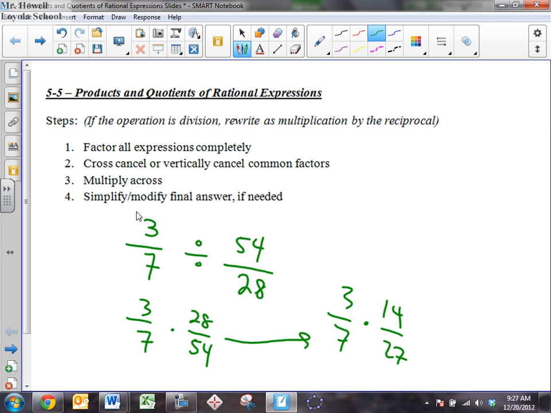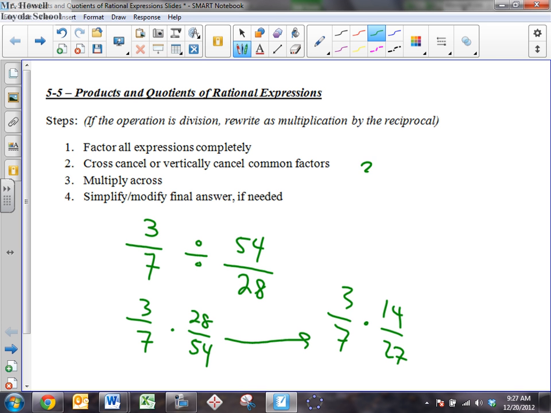Now, what I want you to see next is a lot of people just multiply across, and then simplify. You can do that, but it's really messy and much more difficult. So what I want to do is look at step 1. Somebody tell me how to do step 1. Factor all expressions completely. How can I actually do that here? How can I factor all my expressions?